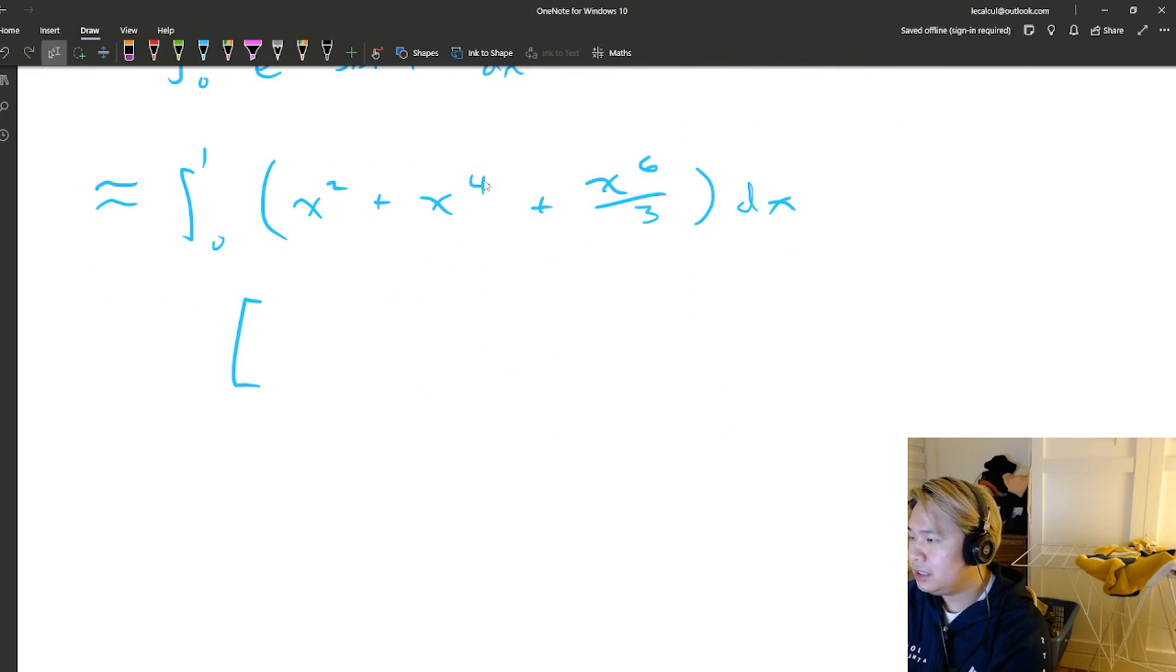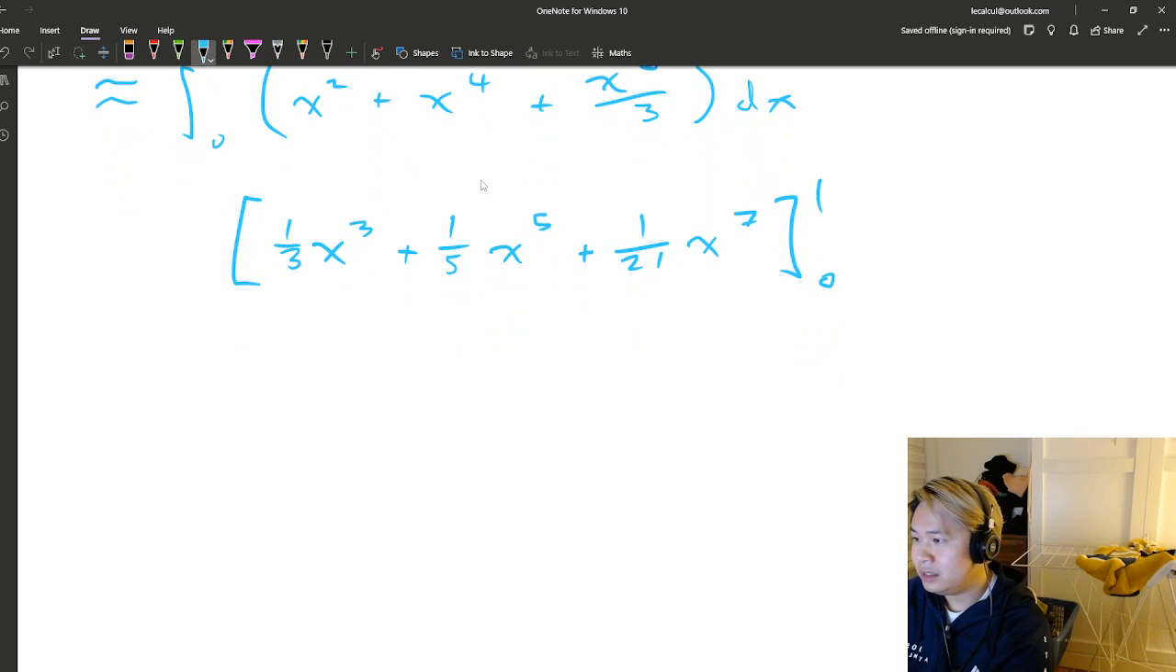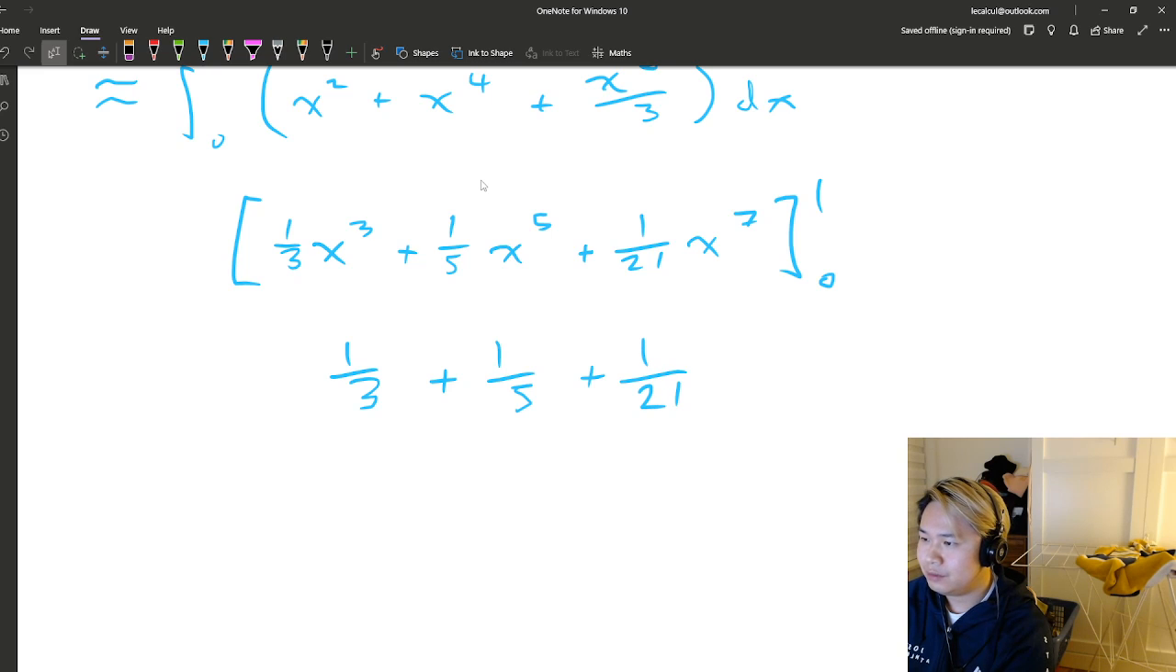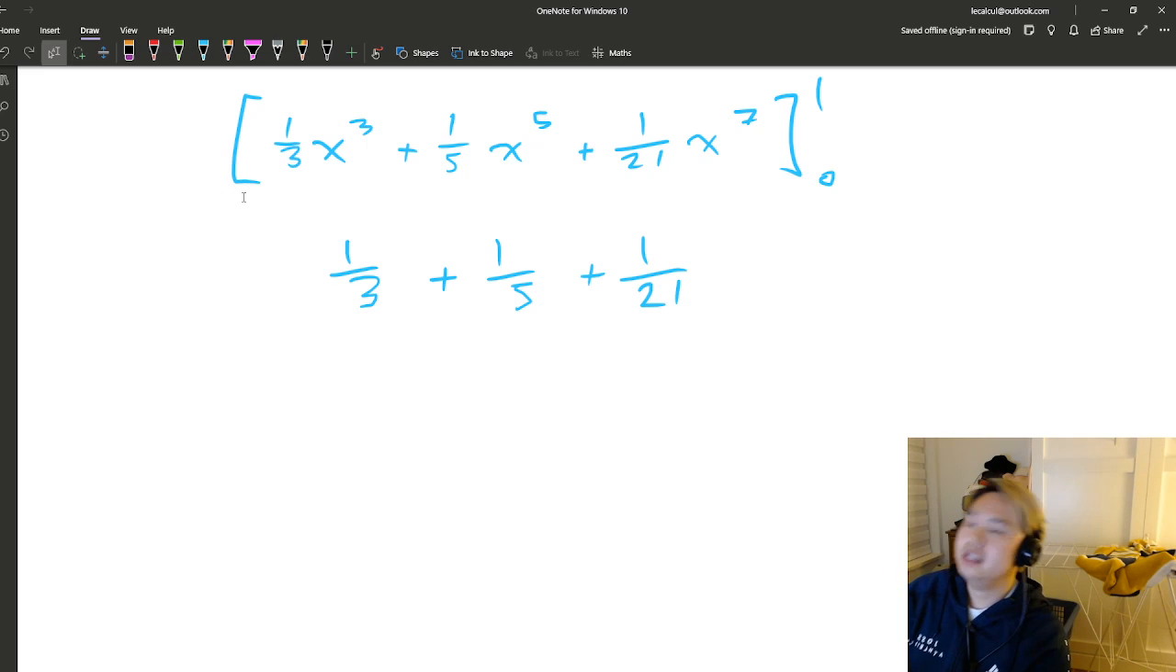So this is going to be 1/3 of x cubed plus 1/5 of x to the power of 5 plus 1 over 21 x to the power of 7, evaluated at 1 and 0. If you evaluate it at 0, then it all goes away, so this is just 1/3 plus 1/5 plus 1 over 21. Oh my god, okay.